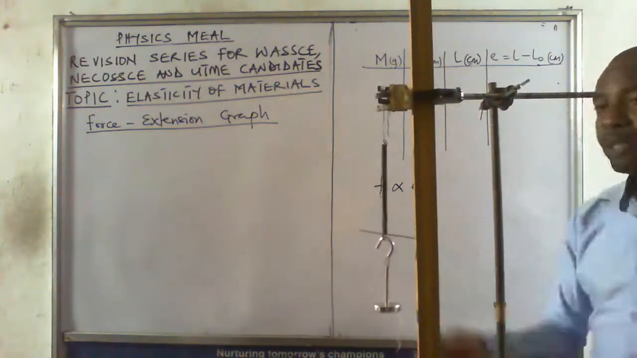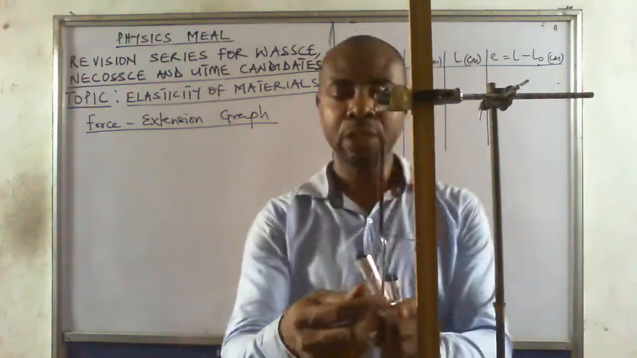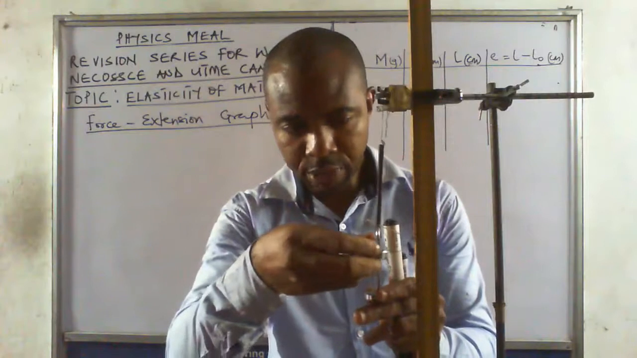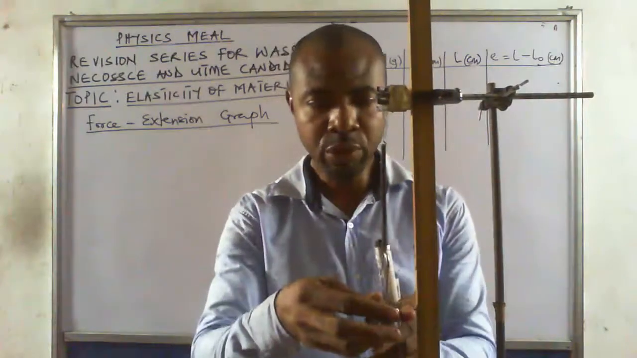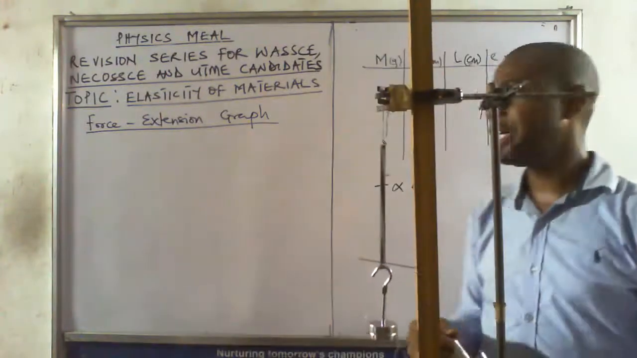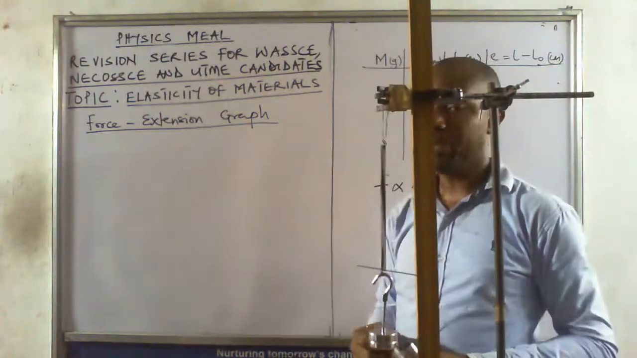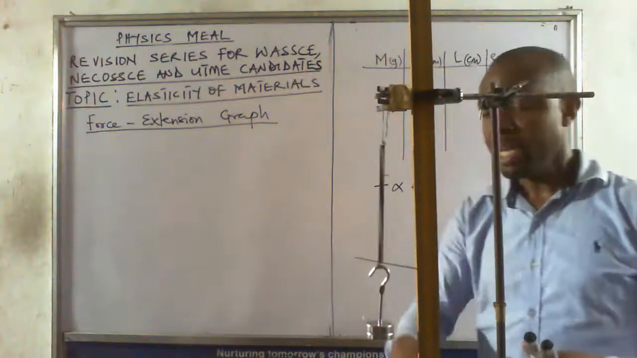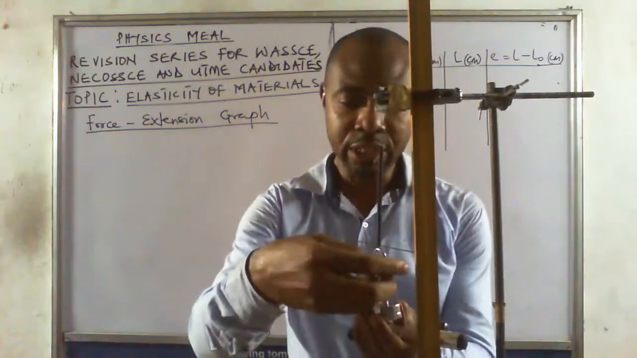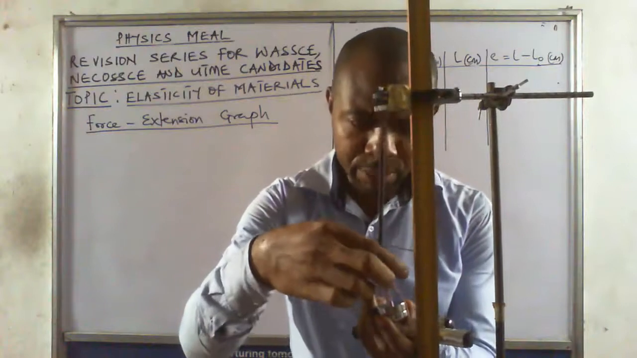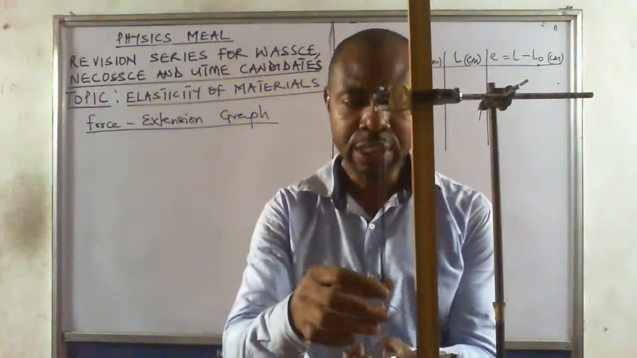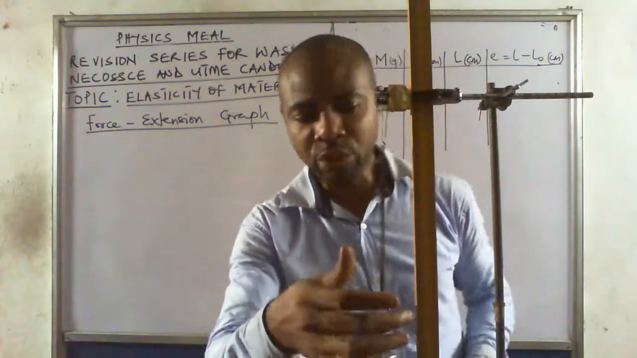So let's say I decide to slot a mass in from here. You will notice that the spiral spring extended. There is an increase in the length of the spiral spring, so there is extension. If I add another mass, the extension will continue to do what? Increase. Let's say I decide to slot another mass in here. Just notice that there is an increase in length again, which you can actually measure.